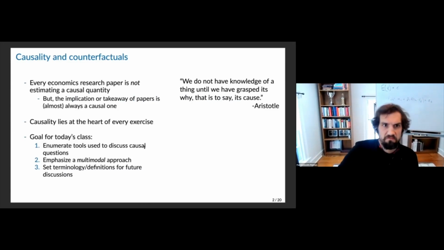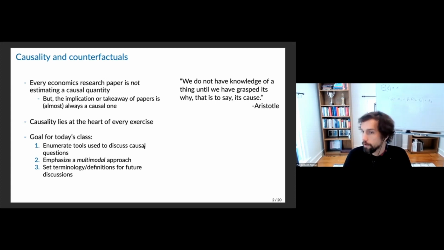Conceptually, we're really interested in causality. Not every research paper you're going to write, or that I've ever written, is about a causal quantity. If you're estimating some descriptive statistic, you're interested in maybe measuring some kind of characteristic. These may not be causal measures. You're not always estimating the treatment effect of X on Y. But almost always the implication or takeaway of a paper is something causal, right?